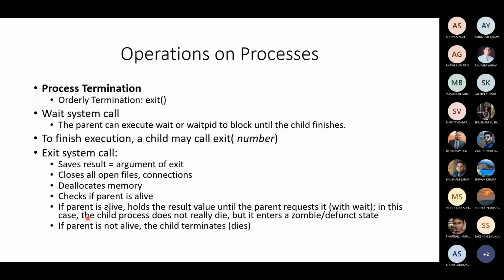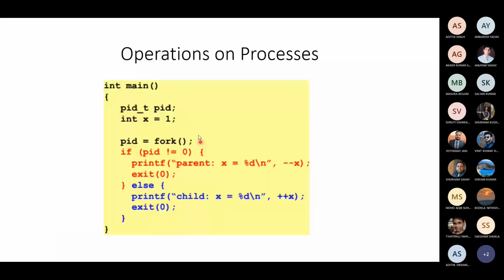So one example, you can see this. You write a PID, assign x is equal to 1. You call a fork. It will create a process. If PID is not equal to 0, then it will print the value by decrementing the x value. Then you exit the process. Else, print the child value by incrementing the x. Then you exit. Tell me what is the output of this code?